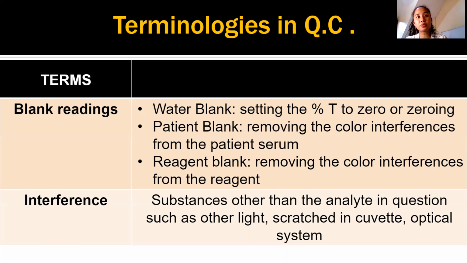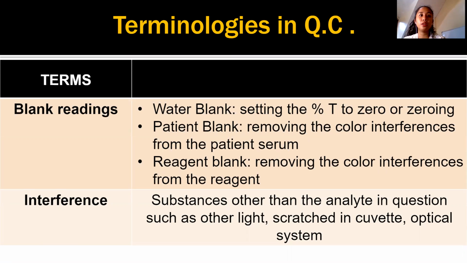So class, sometimes when we test the patient serum, it is orange in color, though not hemolyzed, or very yellow. The color can interfere, so we need a patient blank. And sometimes we also need a reagent blank. These are quality control reagents, for removing the color interferences from the reagent. So sometimes color could interfere with our tests, so we use these blanks, class, to improve the quality of our results.